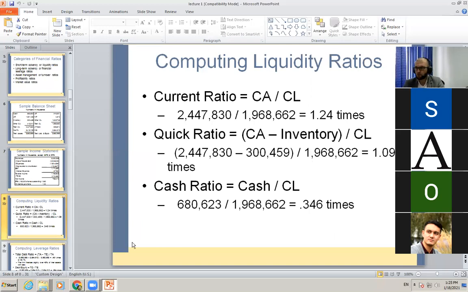So having just 1.24 doesn't necessarily tell you directly that this company is highly liquid. However, it is liquid, yes, it can generate some cash to pay the short-term obligations, but if you compare with the industry, if you compare with the competitors, it could tell you a different story, actually.